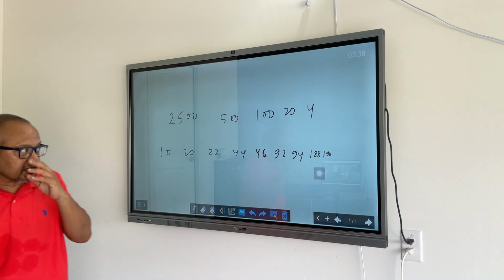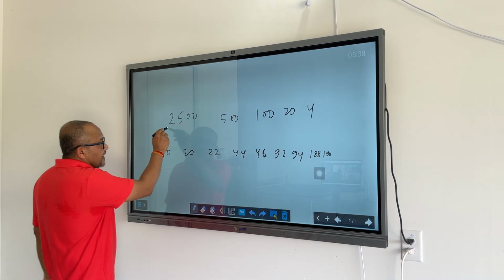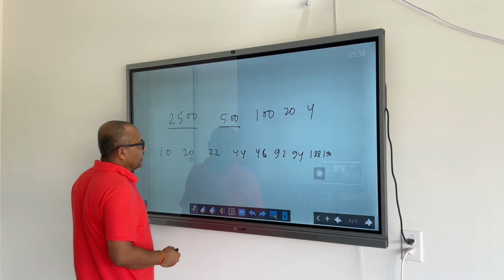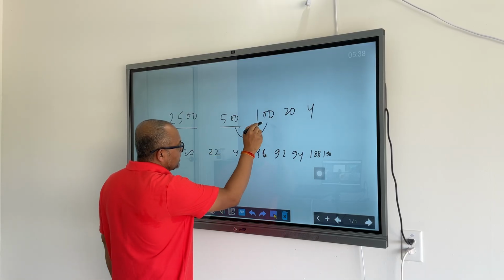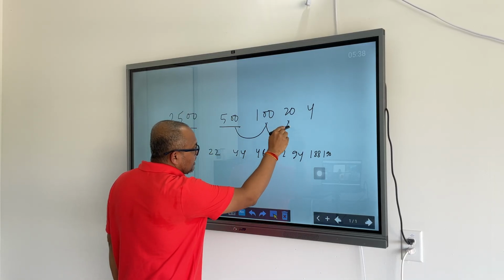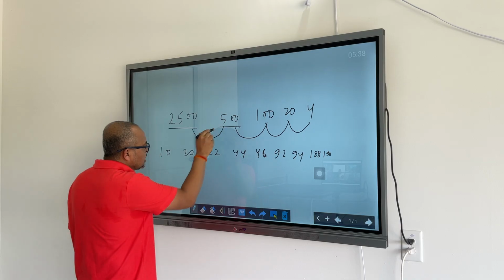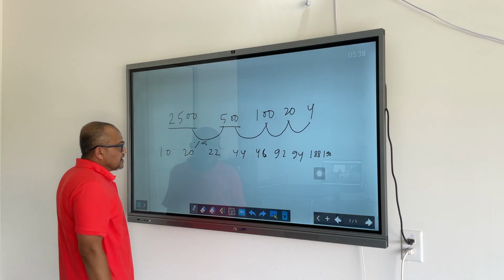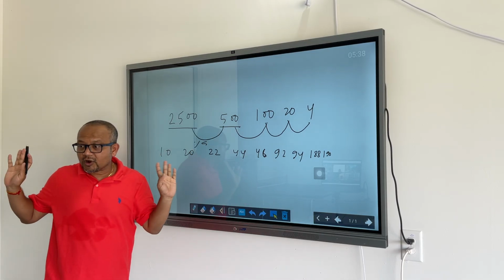Okay. Now I got some answers that are right. Many of you have given me the right answer. First one, again: 25, 100 divided by 5 is 20, 20 divided by 5 is 4. So it's a standard pattern, divide by 5. Now here, there is no one rule.